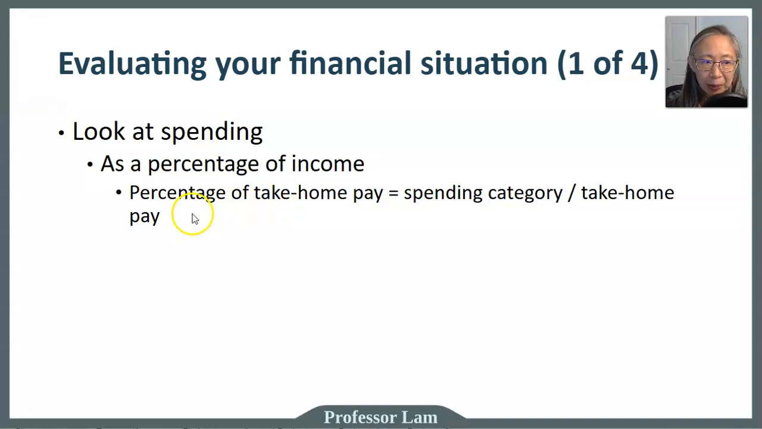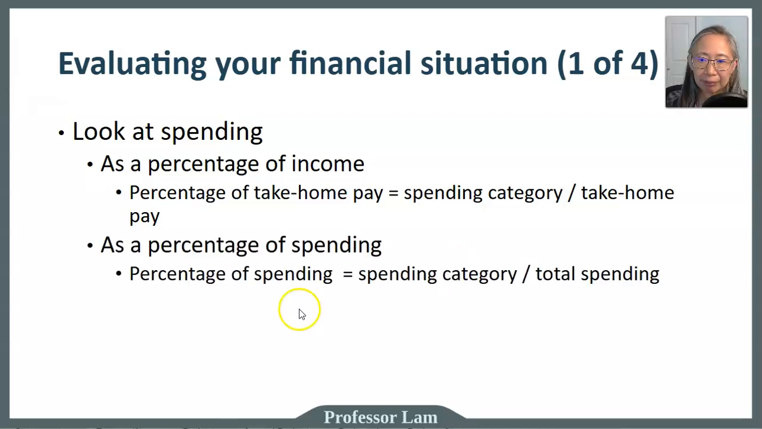One way is to look at spending as a percentage of income. If you compute it as a percentage of take-home pay, you take each spending category's total divided by the take-home pay, and that will give you a percentage. And this is a useful way to look at it. For example, housing costs. If you find out that rent or housing costs divided by your take-home pay is 50%, that means half of your take-home pay goes towards housing. And that tells you how important that category is.